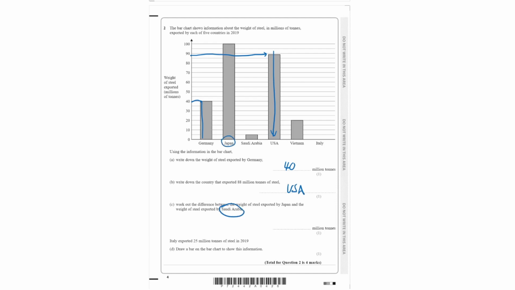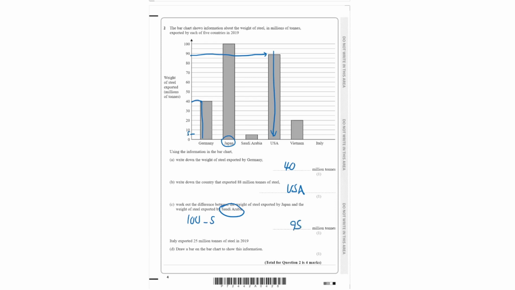Work out the difference between the weight of steel exported by Japan and the weight of steel exported by Saudi Arabia. So difference is when we subtract. For Japan, we have 100 million, and then we subtract for Saudi Arabia, which is over here, 5 million. So 100 minus 5 is 95. So the difference is 95 million tons.